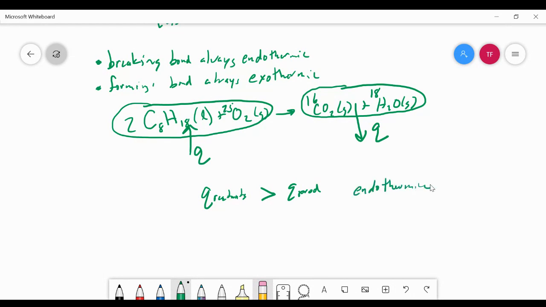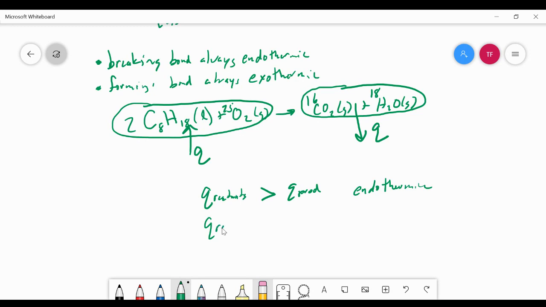And later we're going to talk about delta H, enthalpy changes, rather than heat. But for right now, we're just going to use heat in this particular process. So if the heat going into the reactants is greater than the heat coming out of the products, then more energy went in than came out. That's endothermic. The overall reaction will be endothermic. And so breaking the bonds took more energy than energy that was released when new bonds were formed.